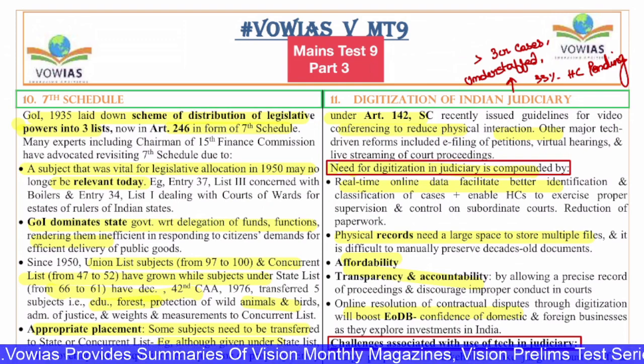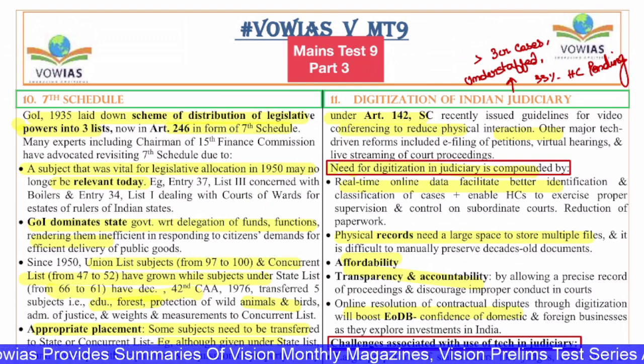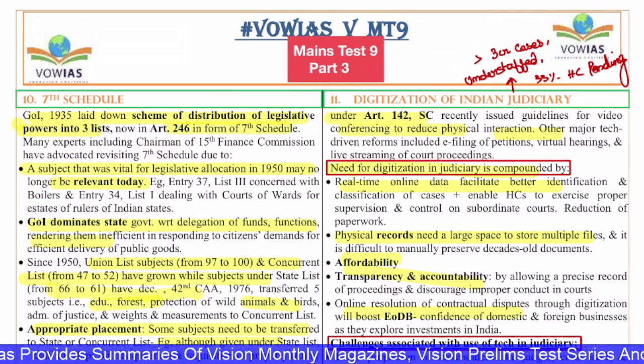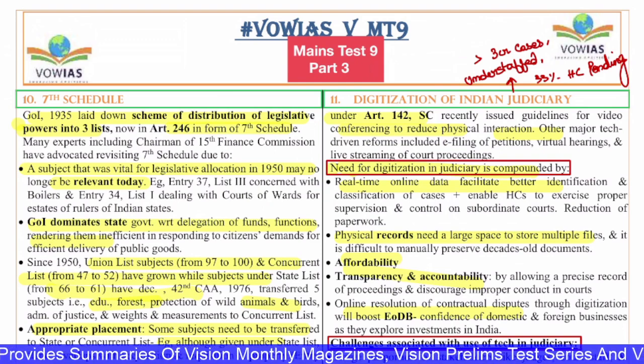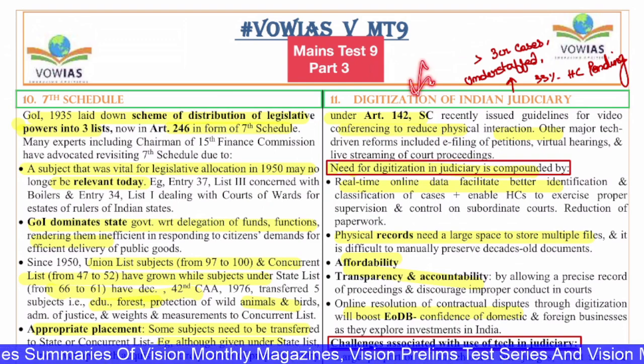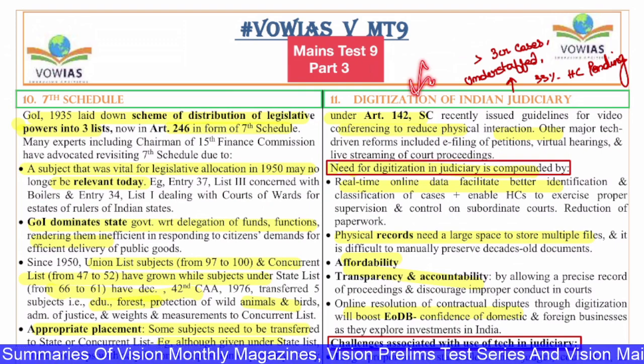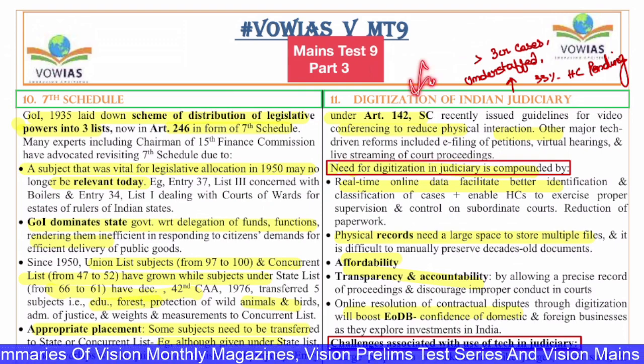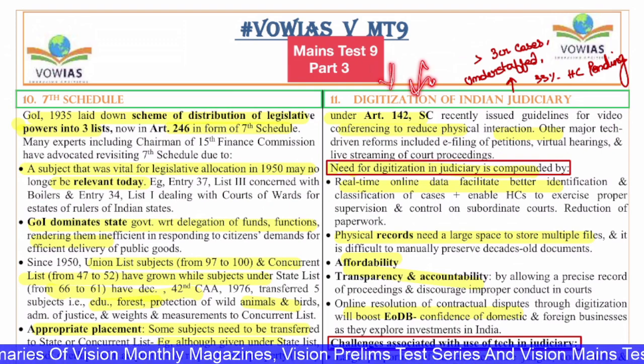Under Article 142, the Supreme Court will use all its power to do justice, and that is also becoming an issue, the judicial overreach and all. So now we are talking about digitization of the judiciary. Digitization of all the sectors is something that we are looking at in these modern days. So now, for digitization of the judiciary, we will see what is the need and what are the issues and challenges.